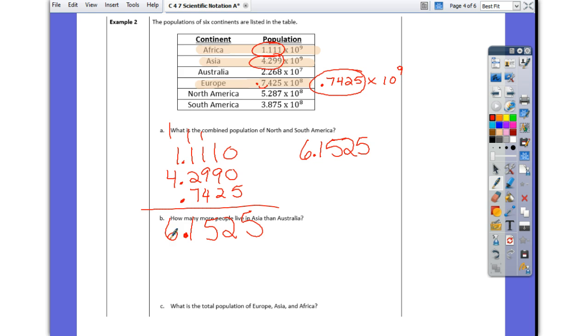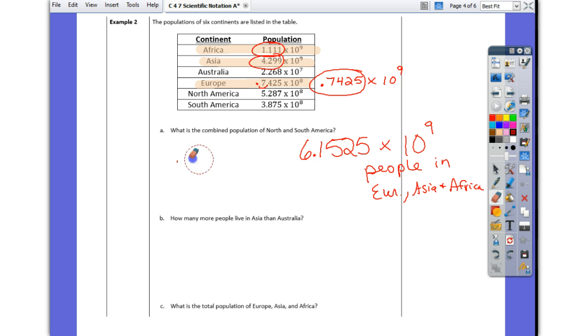Is that my final answer? Times what? Times 10 to the 9th power, and that is people in Europe, Asia, and Africa. And for a number that makes more sense for people to understand, how many total people were there in standard form?